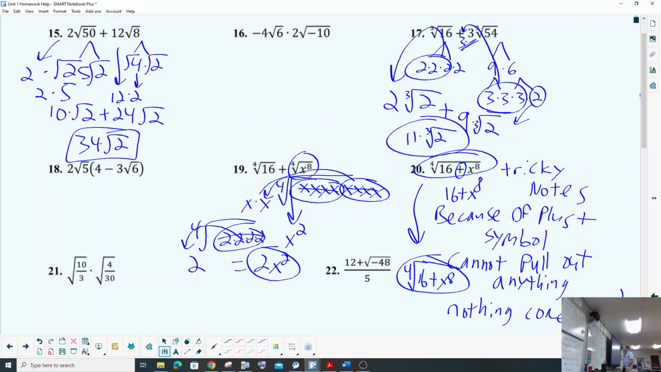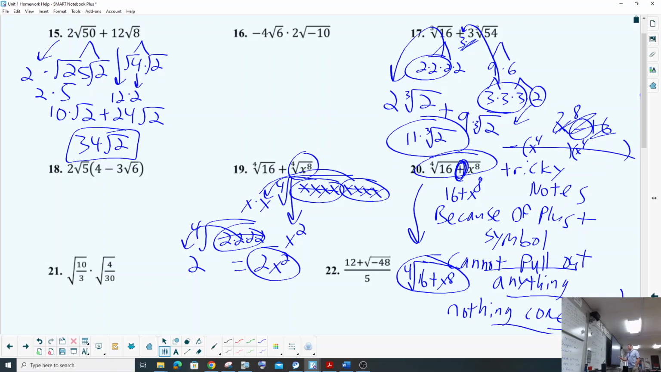If it was a minus, you still maybe could. Yeah, so if it was like an x to the 8th power minus 16, that's a different story. Because that could be a difference of cubes. But this is plus, but it could factor out more into like x4, x4. But we're not going to factor that because it's not a minus symbol, it's a plus symbol. So cannot pull anything out.